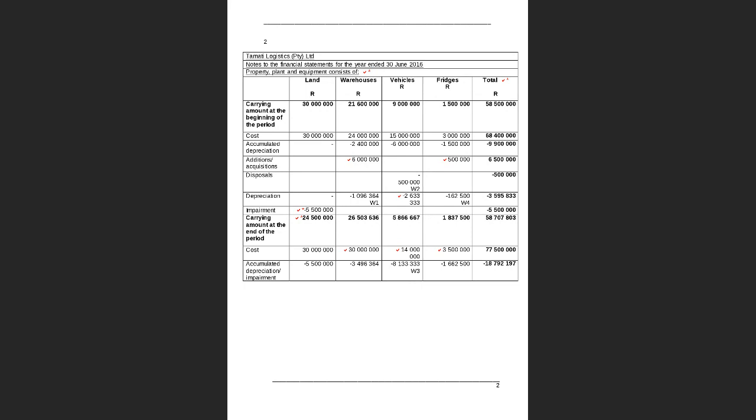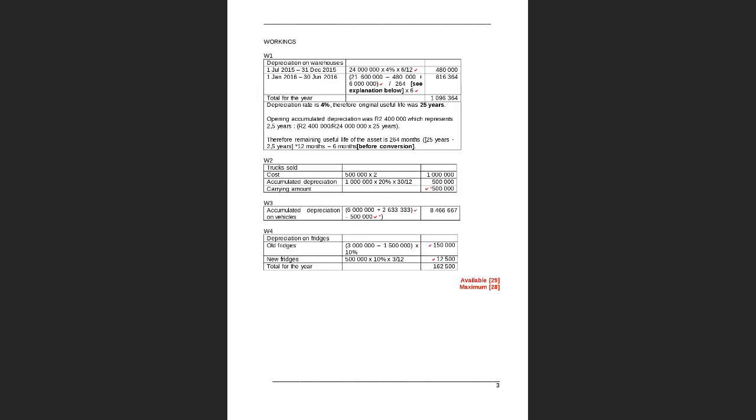If I look at the fridges, I put in my opening balances, I show my additions for the year, the 500,000, and then my depreciation calculation for the fridges. It's very simple. The only thing is, don't forget to depreciate the fridges that you bought. So the new fridges were 500,000 times 10% times 3 over 12. And then the old fridges will just be the carrying value multiplied by 10%, because remember, here we are using the diminishing balance method, so you need to take your cost minus your accumulated depreciation.